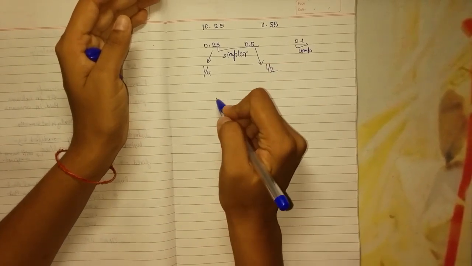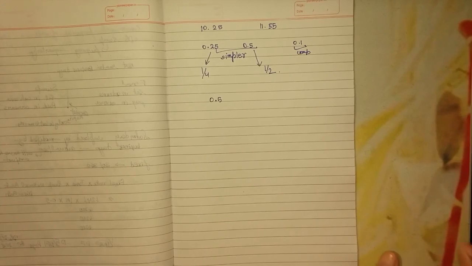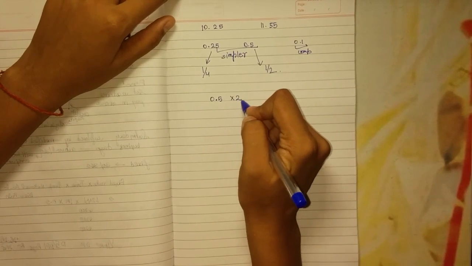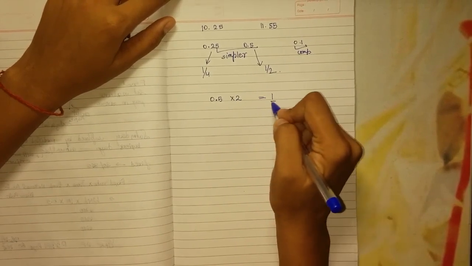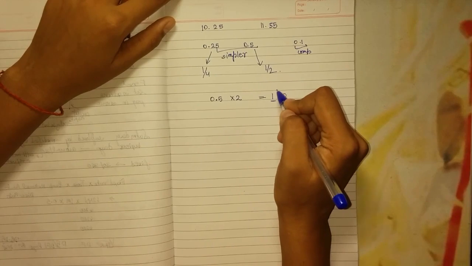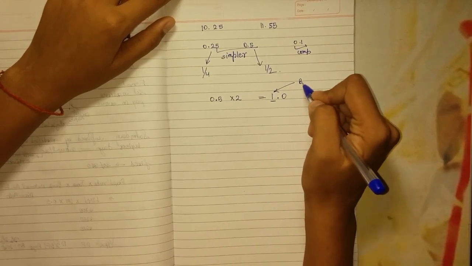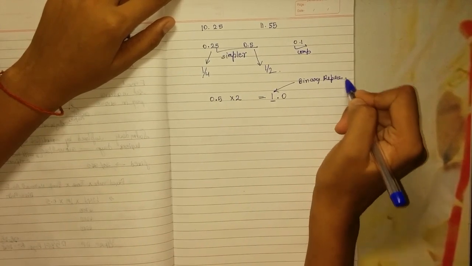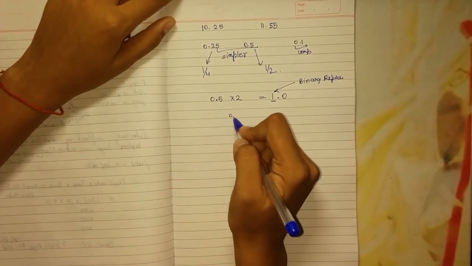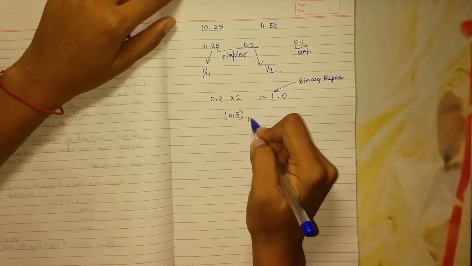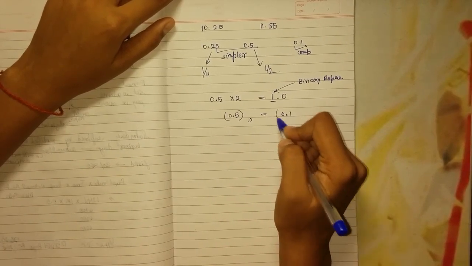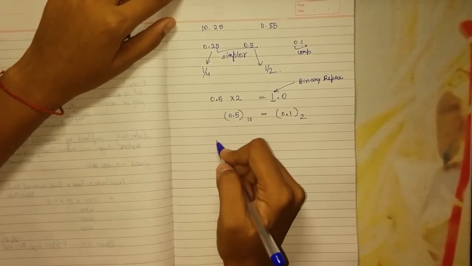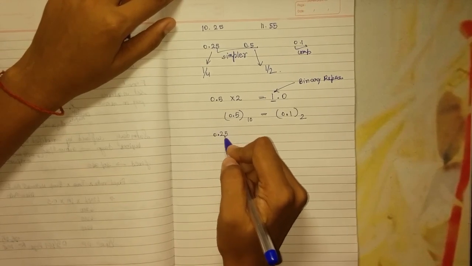Let's look at 0.5 first. First thing to remember is that we need to know how to multiply by 2. So when we multiply it by 2, we get 1.0. This will be our binary representation for 0.5. So how do we write 0.5 in binary? We write it like this: 0.1 in binary.